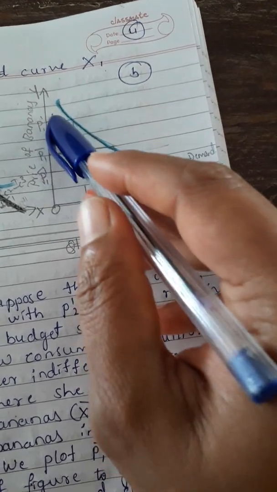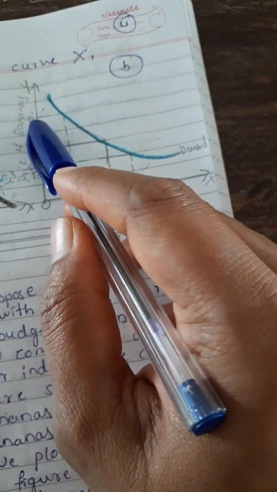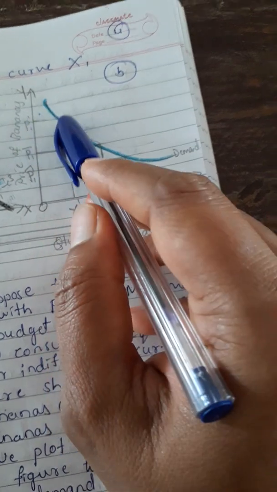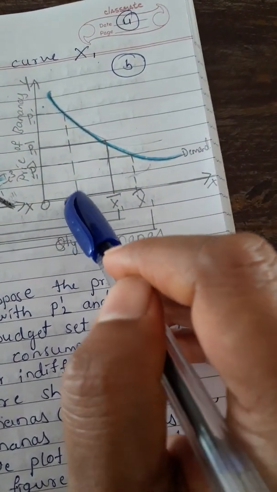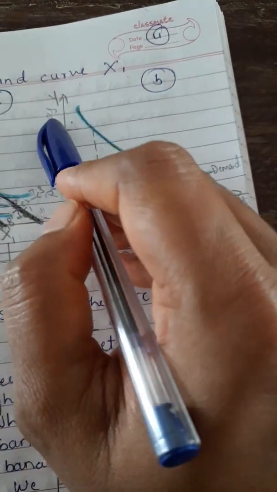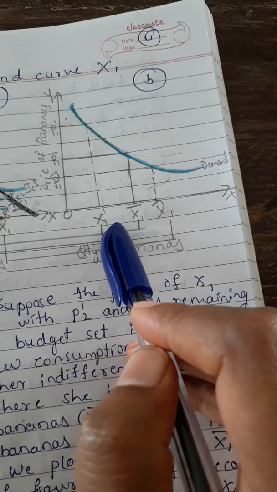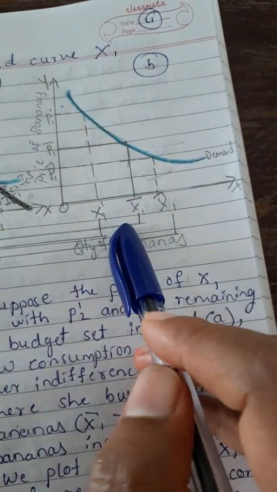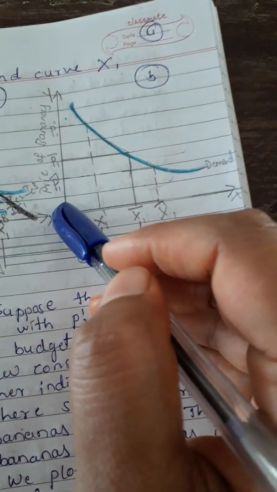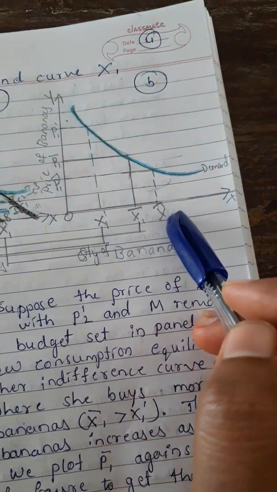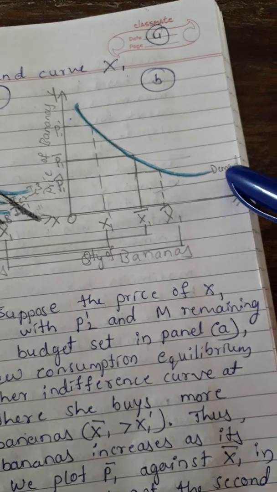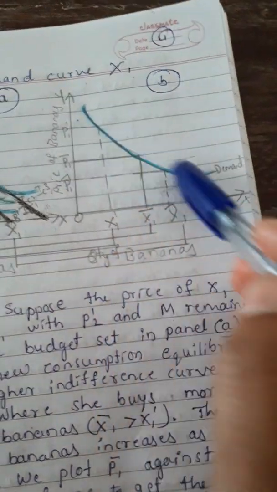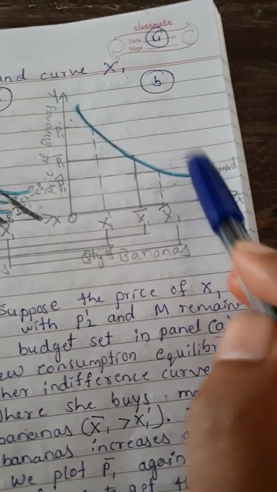When the price increases from P1 bar to P1 dash, again the quantity decreases from X1 bar to X1 dash. This is the demand curve. That is the reason: one increases, the other decreases. Price increases means quantity decreases. Price decreases means quantity will increase. That is the reason the demand curve slopes from left to right downwards.